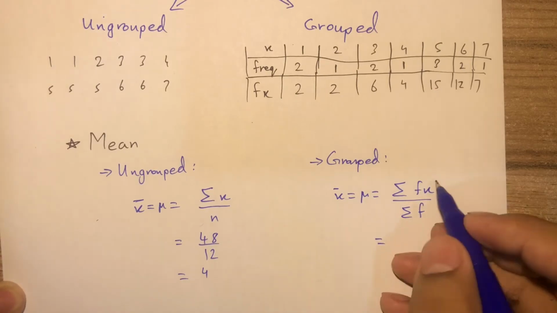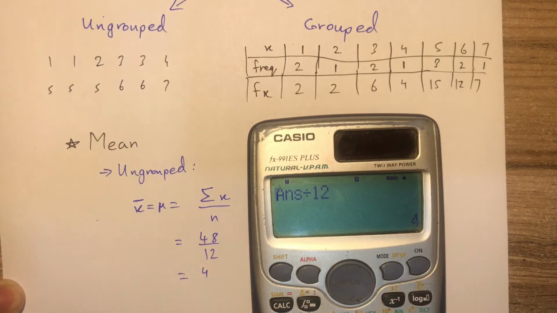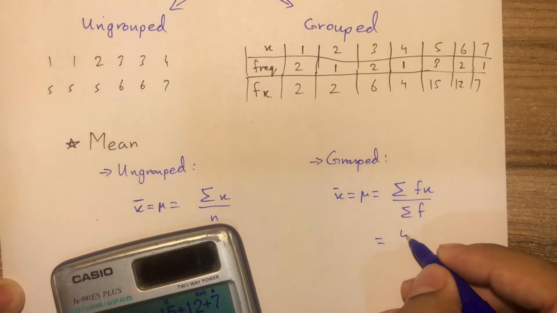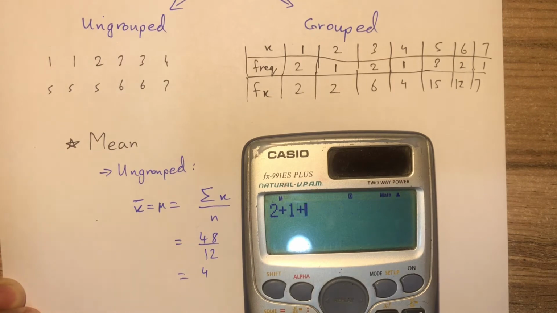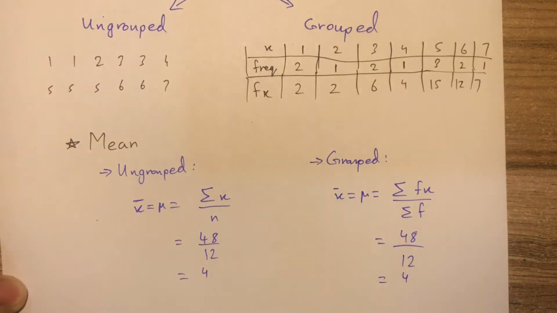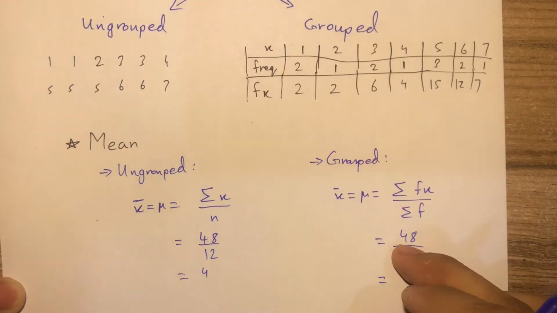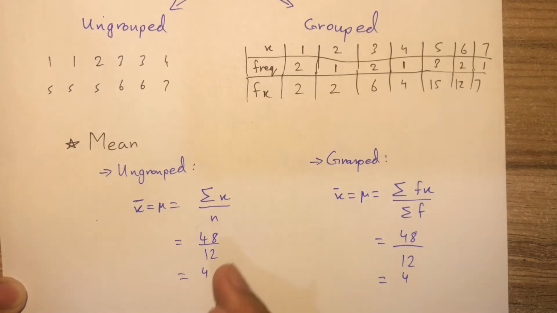Then over here, we'll add fx. So 2 plus 2 plus 6 plus 4 plus 15 plus 12 plus 7 gives us 48. And then add the frequencies: 2 plus 1 plus 2 plus 1 plus 3 plus 2 plus 1. This gives 12 again. So again, the mean is 4, right? Grouped data makes it easier to find the mean because fewer calculations are required. For ungrouped data, you can use this formula.